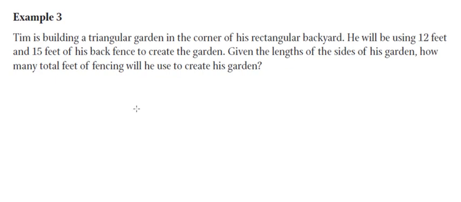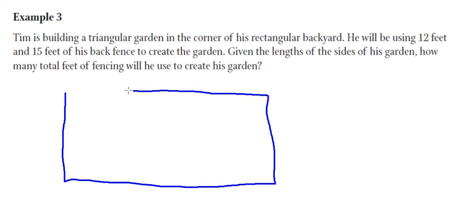All right, so continuing along here, all of these questions are going to be about the Pythagorean theorem. So it says Tim is building a triangular garden in the corner of his rectangular backyard. So he's got his backyard here, and then he's going to build his little corner garden here. So he will be using 12 feet and 15 feet of his back fence. So 12 feet of the back fence there, 15 feet of the back fence there. And it says, given the length of the sides of the garden, how many total feet of fencing will he use to create his garden?